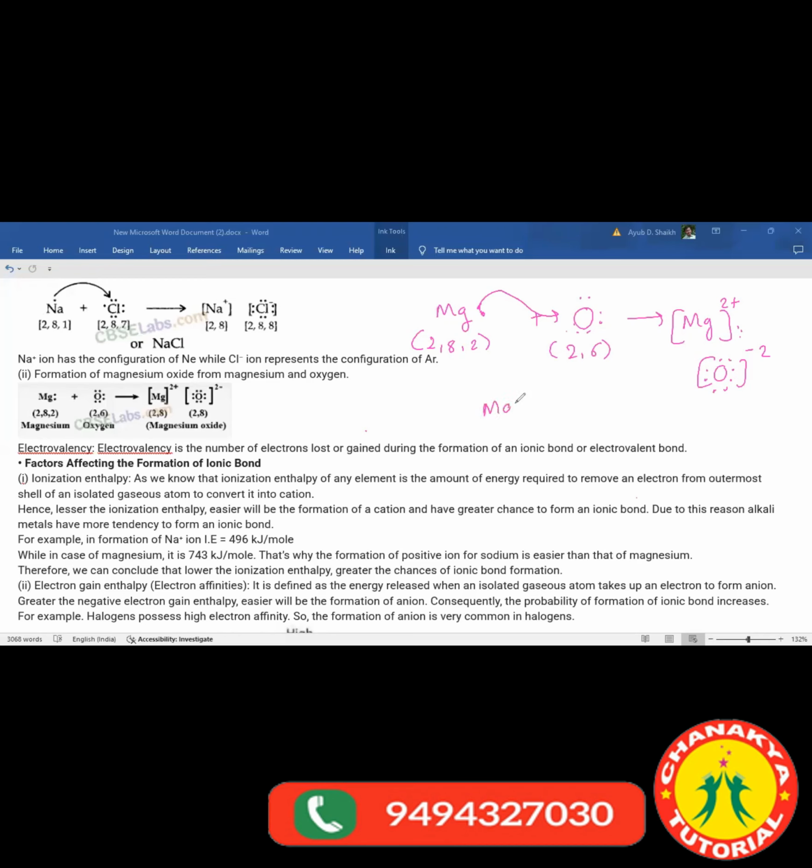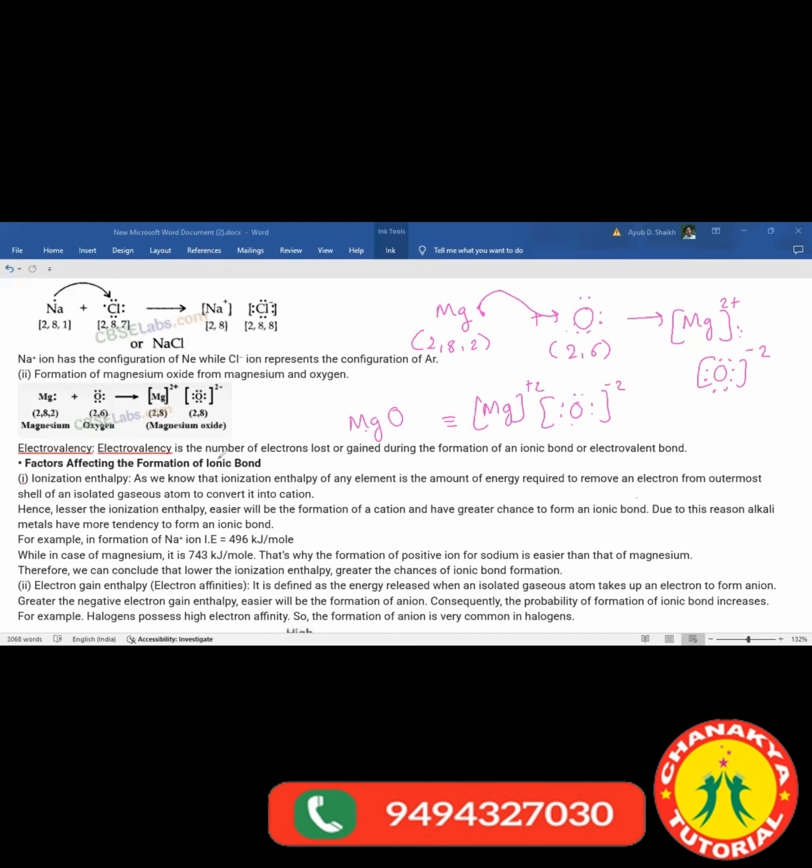So you get Mg plus 2, oxygen minus 2, correct? Magnesium oxide compound. This will be what? MgO. Clear? Yes, ma'am. So this you have already learned in your grade 10th, I guess. It won't be too difficult for you to understand. Fine. Now see next.